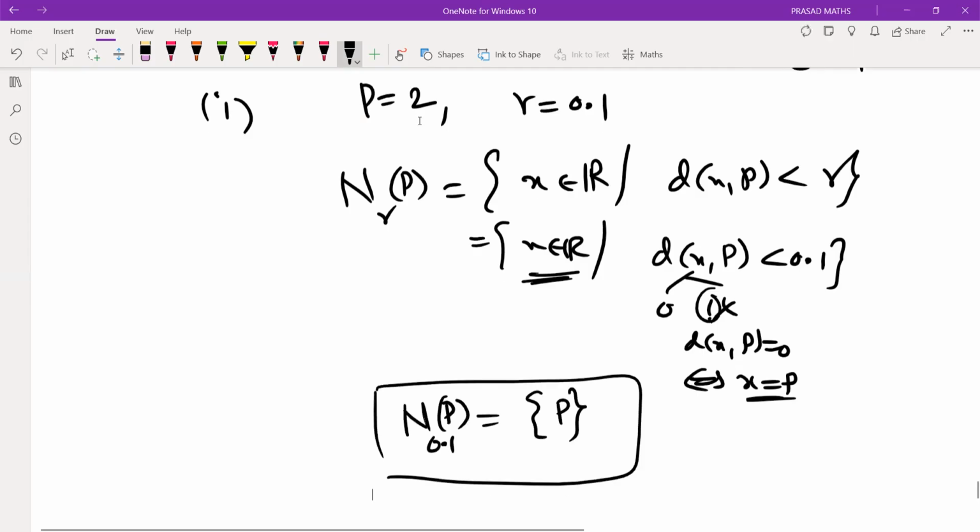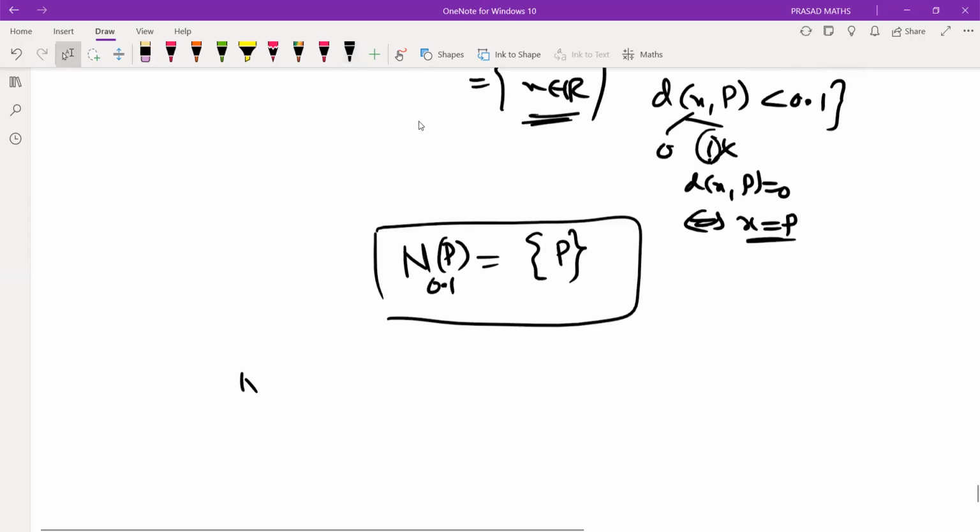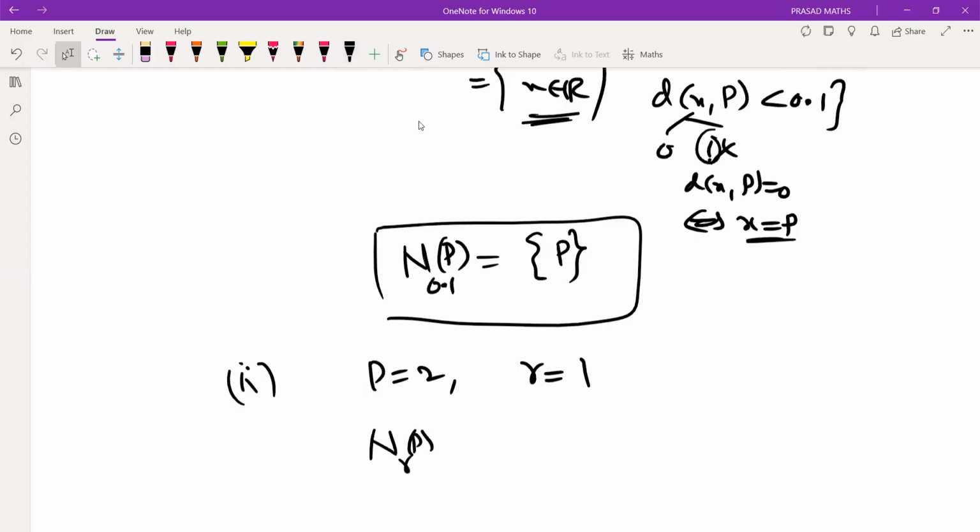With the same point P, I'm going to extend. Suppose the radius is 1. What is the neighborhood of P with center P and radius R? It is exactly the set of all real numbers x whose distance from x to P is less than R.